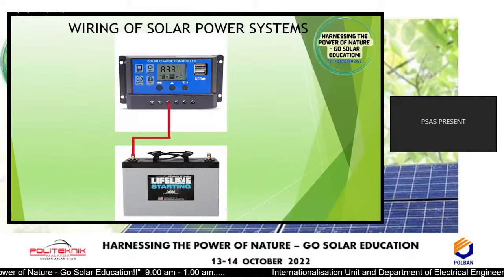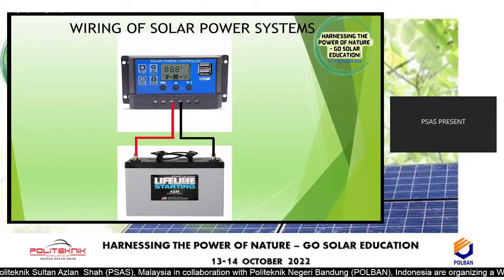Now, we discuss how to wire the solar power system. The solar charge controller has three ports for solar panel, battery, and DC load. We start with the battery connection first. The positive terminal of the battery will connect to the positive battery terminal at the solar charge controller. The negative terminal of the battery we connect to the negative battery terminal at the solar charge controller.